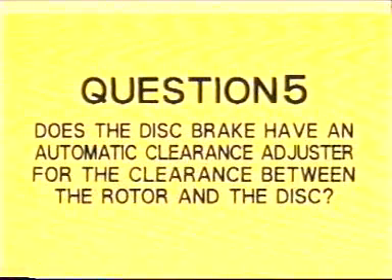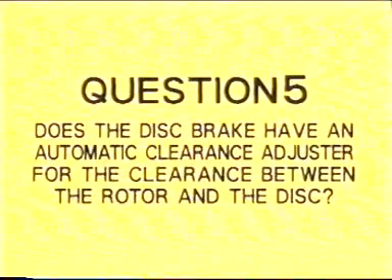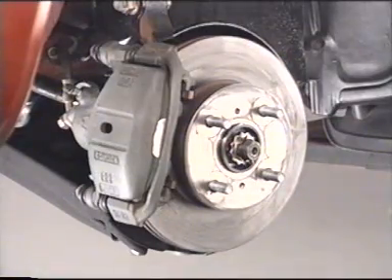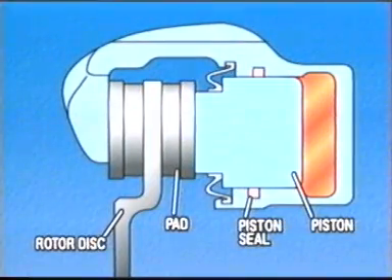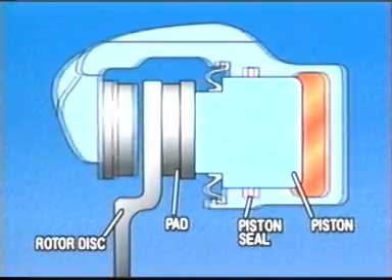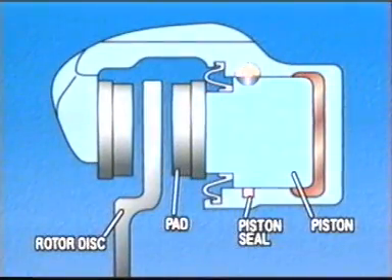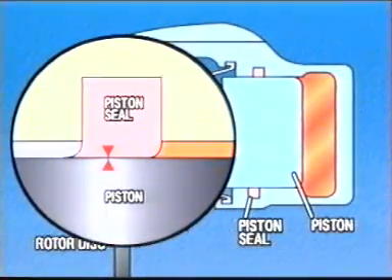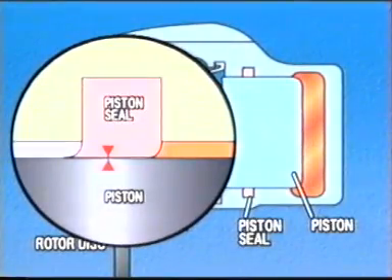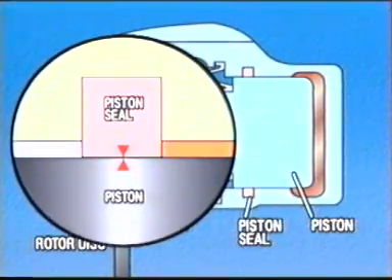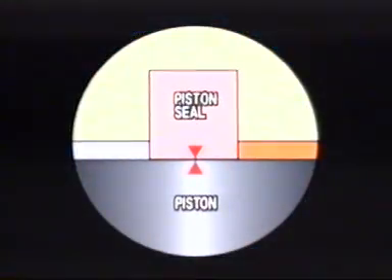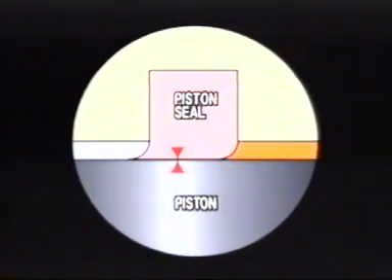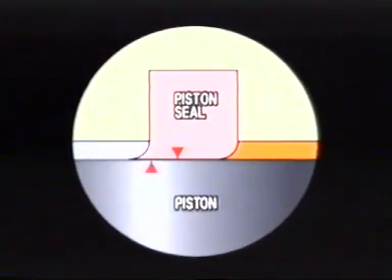Does the disc brake have an automatic clearance adjuster for the clearance between the rotor and the disc? Yes, it does. In the disc brake, the piston seal is deformed as the piston moves. When the brake pedal is released, the piston seal returns to its original shape, therefore pulling the piston back. In the case of pad wear, the piston movement may exceed the deformation amount of the piston seal. In that case, the piston slides and adjusts to a new position. In this way, the clearance between the disc and the pad is always maintained at specification.